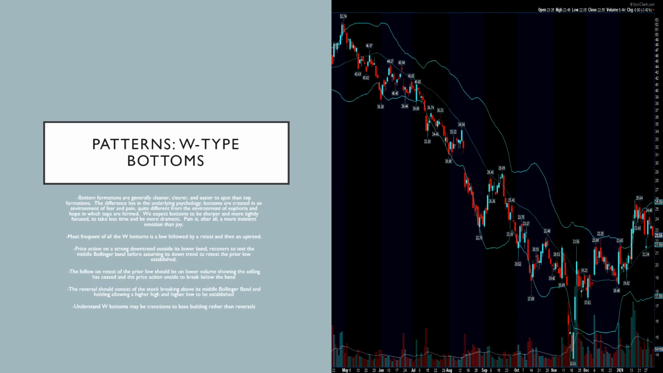Okay, so looking at this stock right here, this is CGC, Canopy Growth, marijuana stock. As you can see, it went on a strong downtrend, like we were talking about with Tesla.